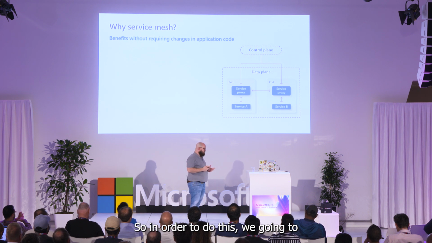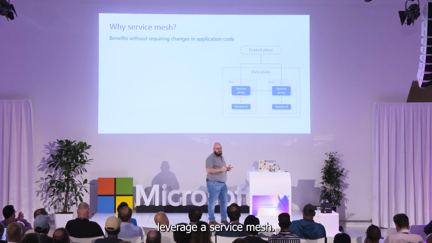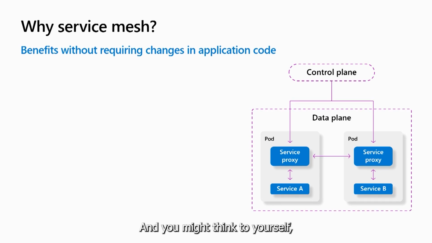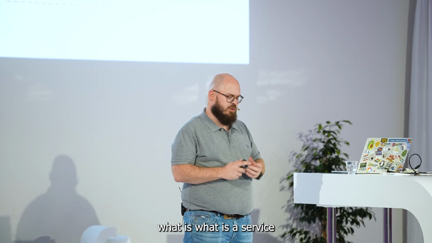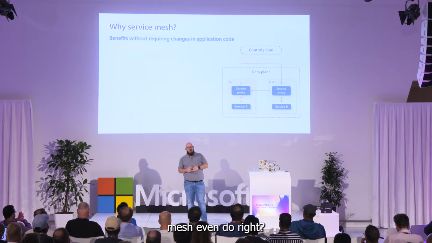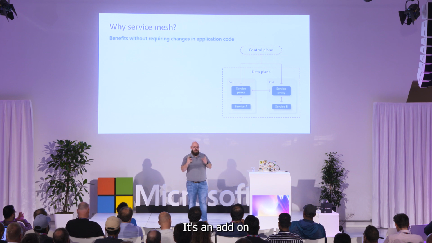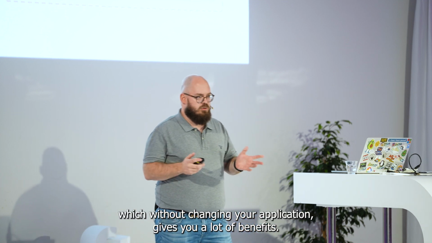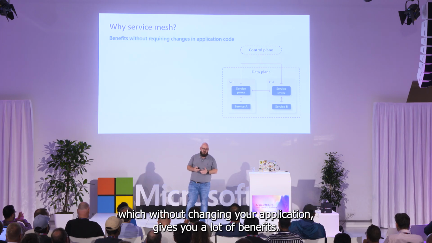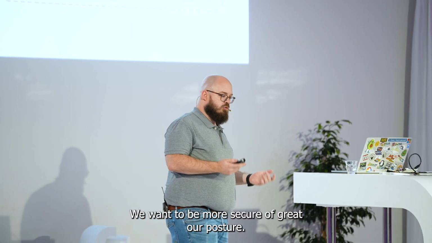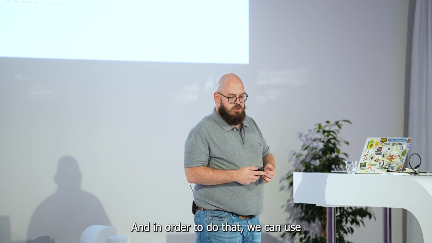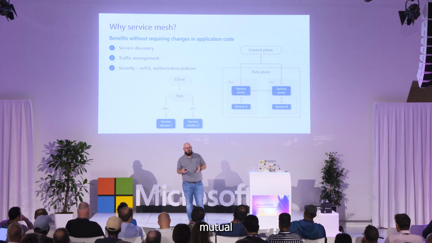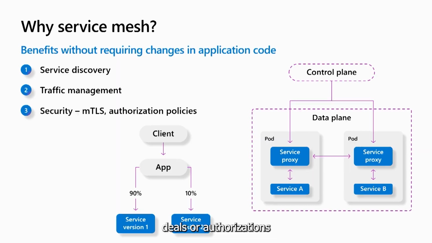So in order to do this, we're going to leverage a service mesh. And you might think to yourself, what does a service mesh even do? It's an add-on or a part of your Kubernetes cluster, which, without changing your application, gives you a lot of benefits. We want to be more secure and upgrade our posture, and in order to do that, we can use mutual TLS or authorizations. Another thing is we want to think about the resiliency of the application.